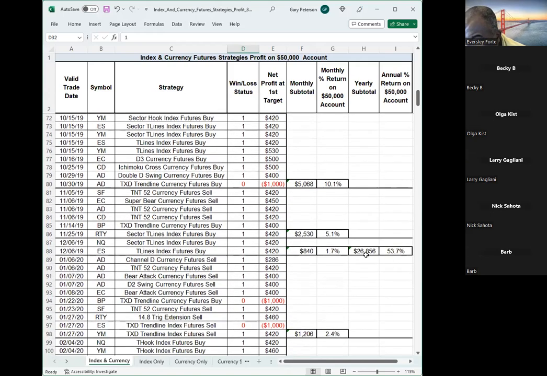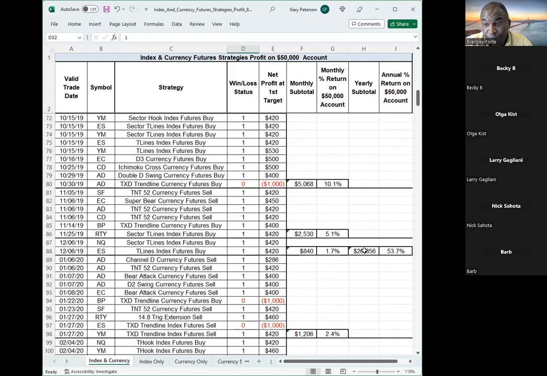Annually, we made $28,000 on the account, just based upon 2% account risk and a 50 grand account. If this was a $25,000 account, this number would be $14,000, but you'd be risking less money. Everything is proportional. So we have to figure out what you're going to trade and what percentage of the account you're going to risk.